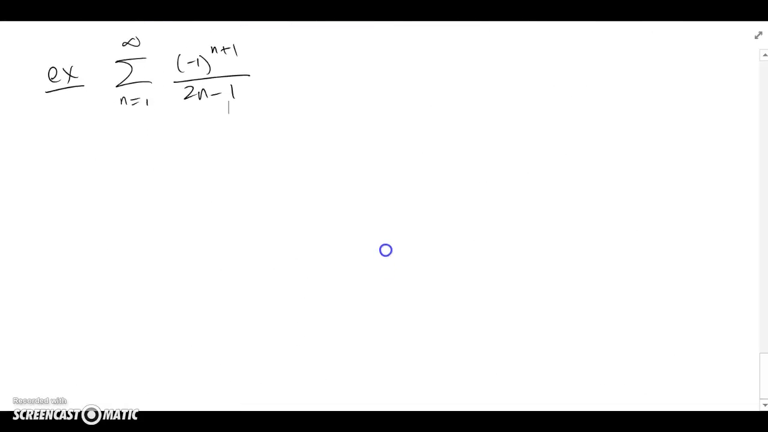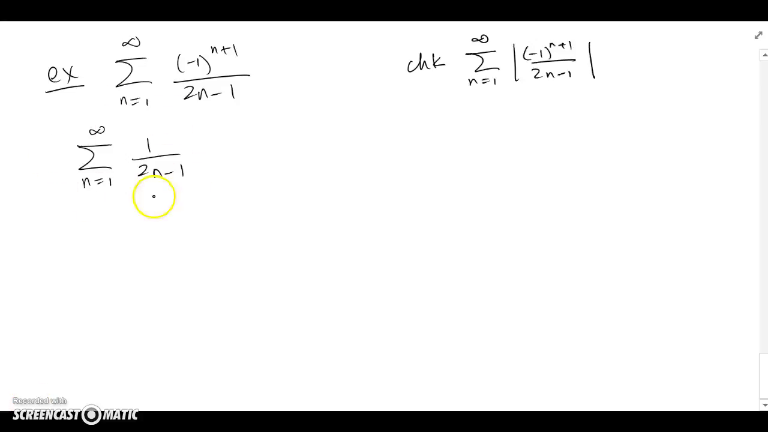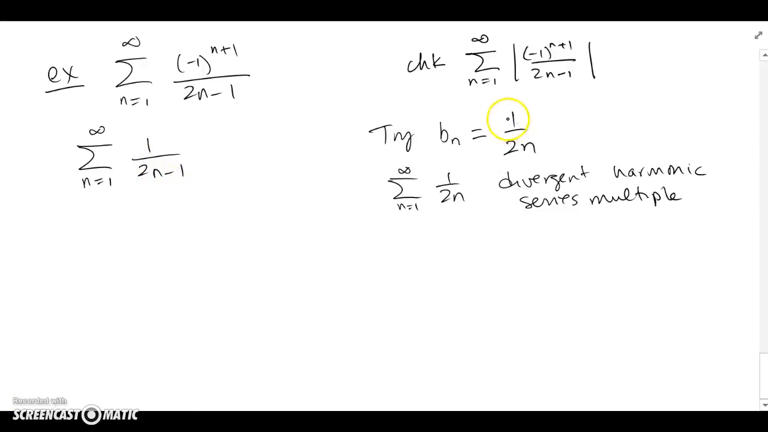Let's analyze the same thing for this series. I'm going to check its absolute value version. That gets me to this series, and now I need to analyze this. Again, it reminds me of maybe a comparison test or a limit comparison test. So I'm going to guess my b_n to be this, and that corresponding series is a divergent series because it's a multiple of the harmonic series.